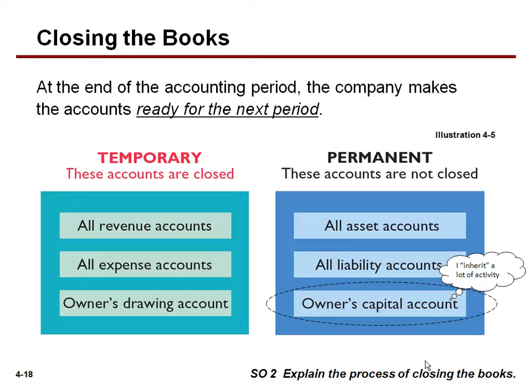Let's turn our attention to closing the books. What does that mean, and when do accountants do it? First, we need to distinguish between the various accounts in our ledger. Some accounts are called temporary accounts. The remainder are called permanent accounts.